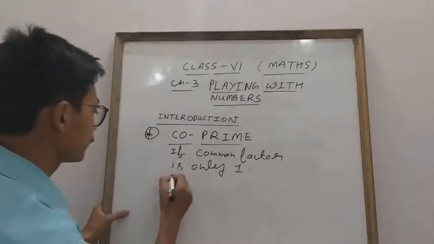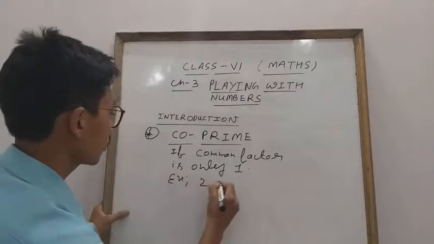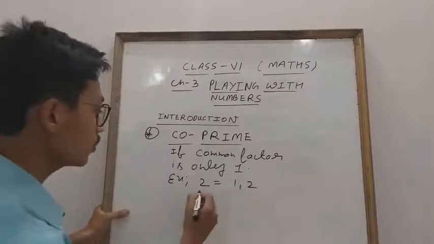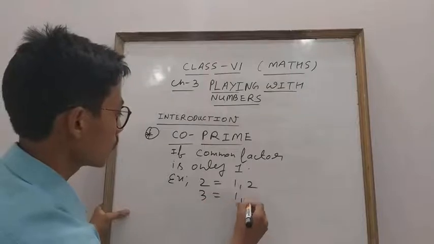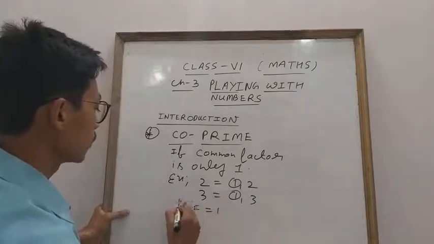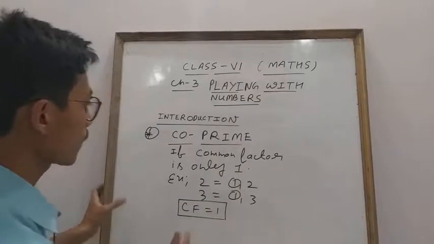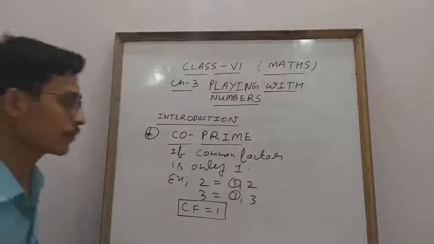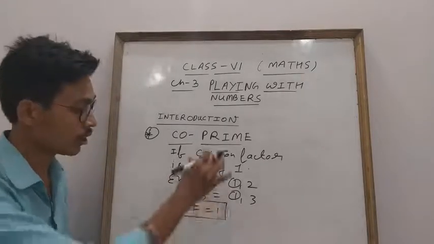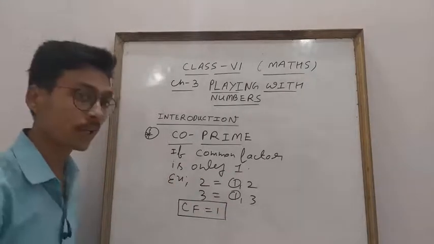For example, here I am taking 2. The factors of 2 are 1 and 2. The factors of 3 are 1 and 3. What is the common factor, student? The common factor is only 1. So this is co-prime. Co-prime means the common factor is only 1, not anything else. The common factor should be only 1, then we can say the numbers are co-prime.